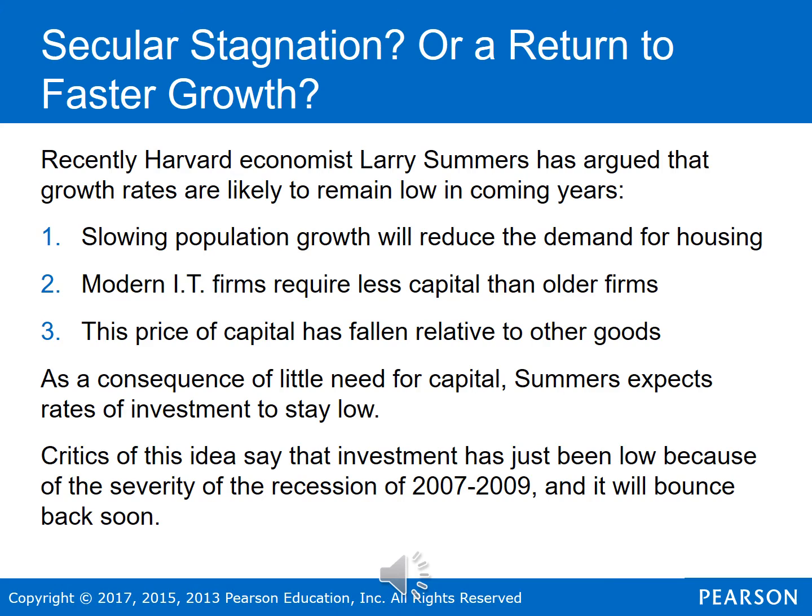So the current theory of secular stagnation is that slowing population growth is going to reduce the demand for housing. We'll see modern IT firms that require less capital than old firms, and the price of capital has fallen relative to other goods. So as a consequence of little need for capital, Larry Summers expects the rate of investment to stay low. What Paul Krugman focused on with his idea of secular stagnation is that we're going to see lower growth rates because so much of our economy is based on services rather than manufacturing, and it's much more difficult to improve productivity in giving services.